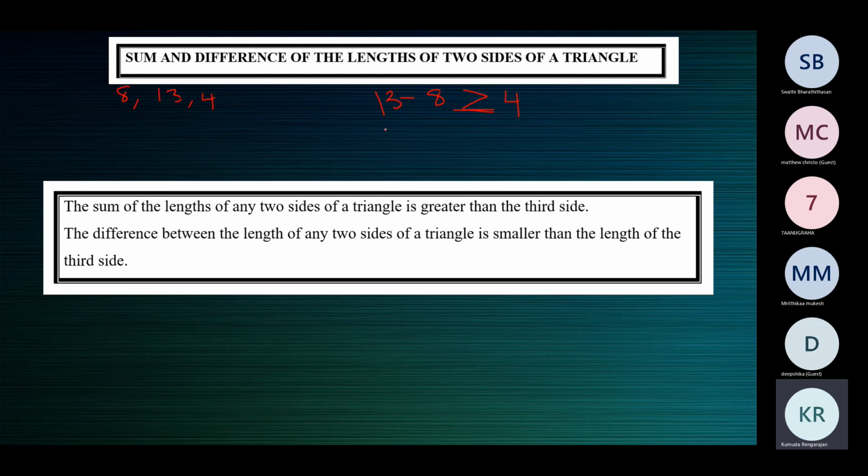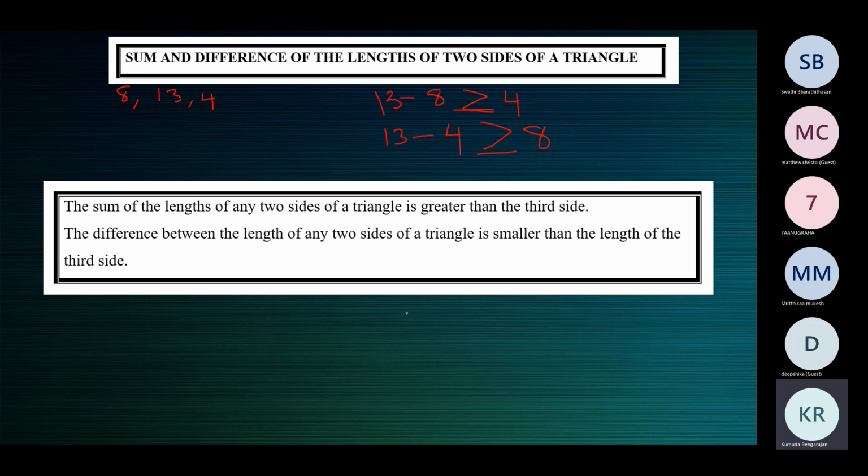Then the other one is 13 minus 4. If you do 13 minus 4, the other side is 8. You should fill the sign. 13 minus 4 is 9. 9 is greater than 8. Again, it doesn't satisfy because the difference should be less than the third side, but we are getting a difference greater than the third side.